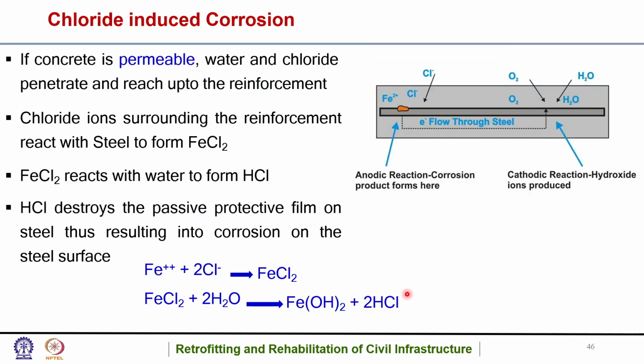Because it is a strong acid, it will easily make the pH fall below 11 or 10, and that will result in depassivation. The passivation layer of iron oxide basically gets dissolved in the concrete. The moisture, oxygen, and the low pH are a recipe for dissolution of the passivation layer of iron oxide. So HCl destroys the passive protective film on steel, thus resulting in corrosion on the steel surface.